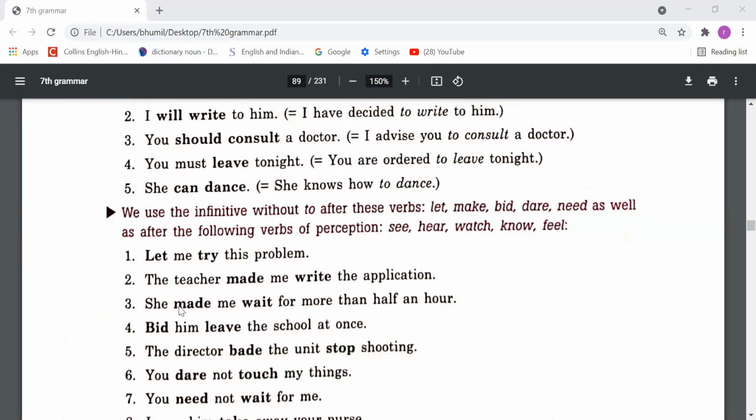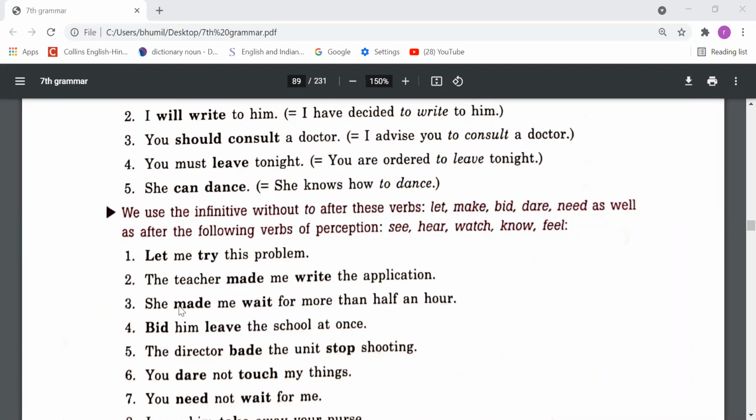जब हमें let को अनुमति देने के लिए यूज करना होता है, जैसे sometime just at the beginning of the class I like to say you let's start the class. Let's means let us start. So start is here bare infinitive. Okay, let's begin the class. Begin is here bare infinitive. So after the let we should use bare infinitive verb.